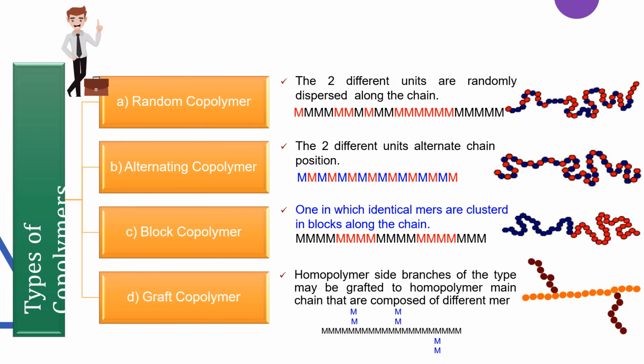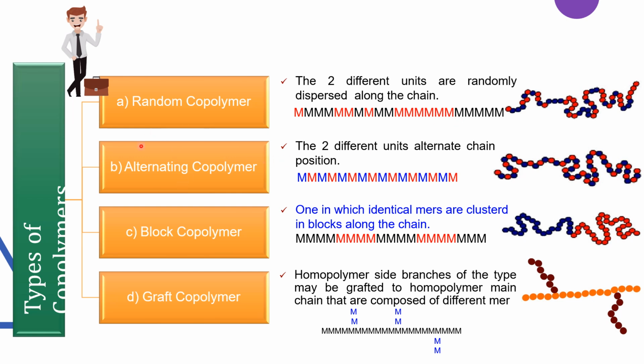Now, we have a few types of copolymers. Copolymers can be categorized into four main types based on the arrangement of the monomers. So let's see them one by one. The first one is random copolymers. Here two different units are randomly dispersed along the chain.